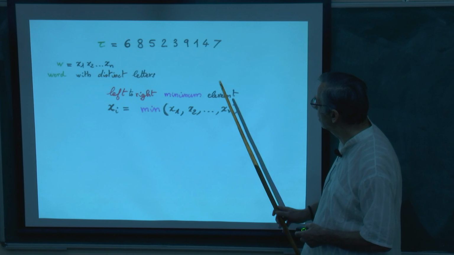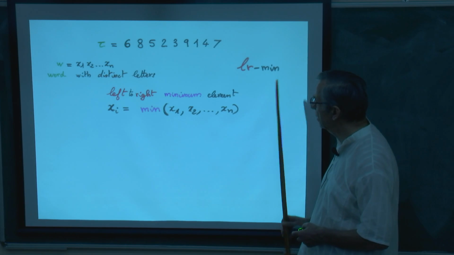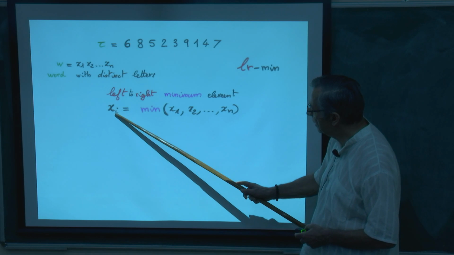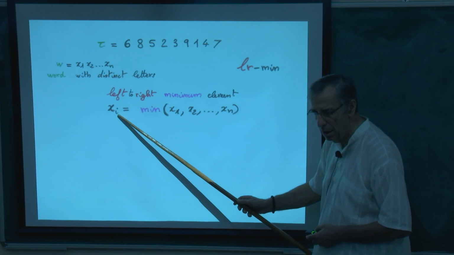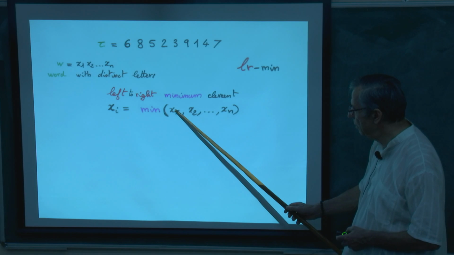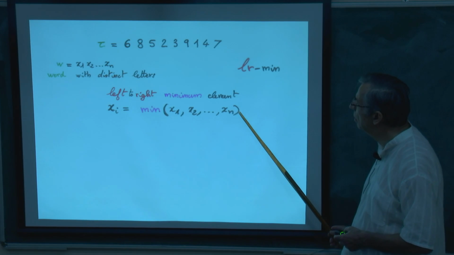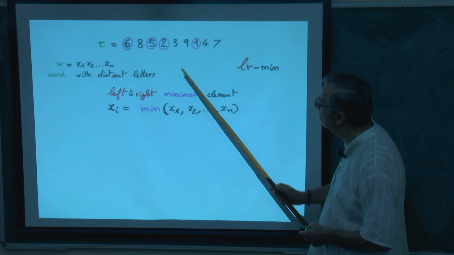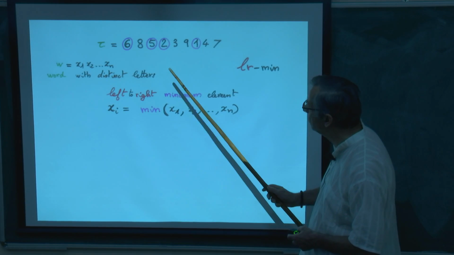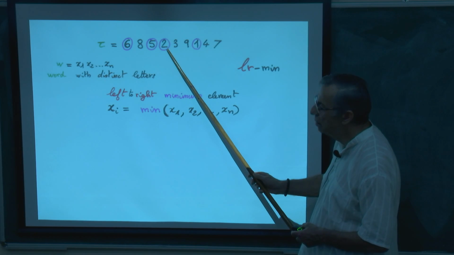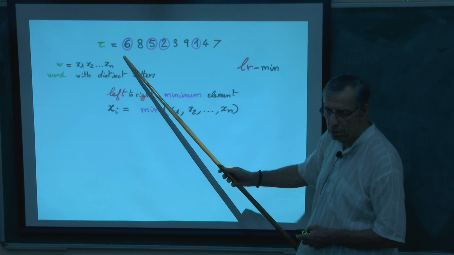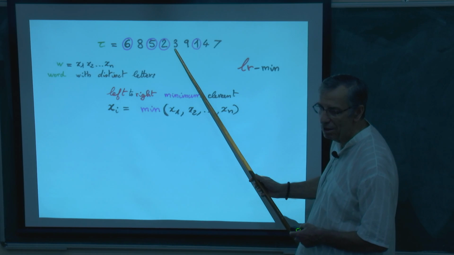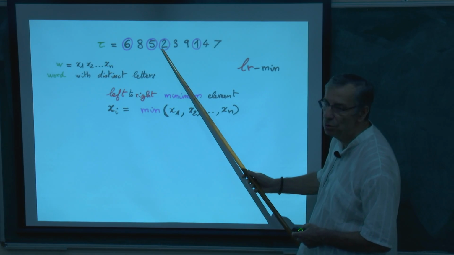I will call this LR, left to right minimum. A letter xi is a left to right minimum element if and only if xi is the minimum of all the letters x1, x2, ..., xi. For example, there are 4 left to right minimum elements. 2 is a left to right minimum because on the left, all the values are bigger than 2. 3 is not because there is a 2 on the left.